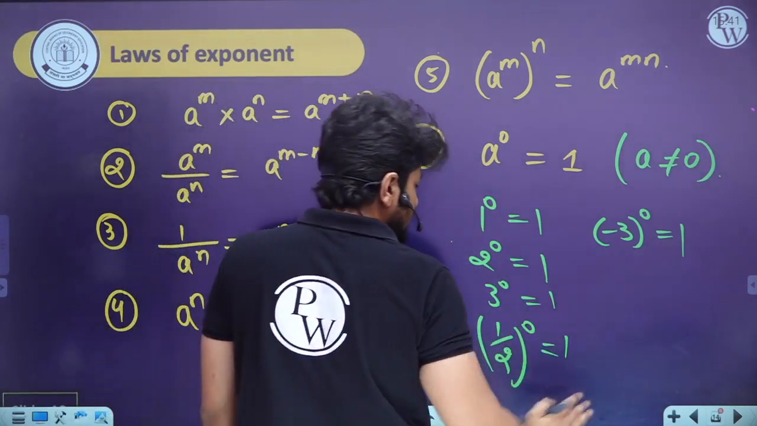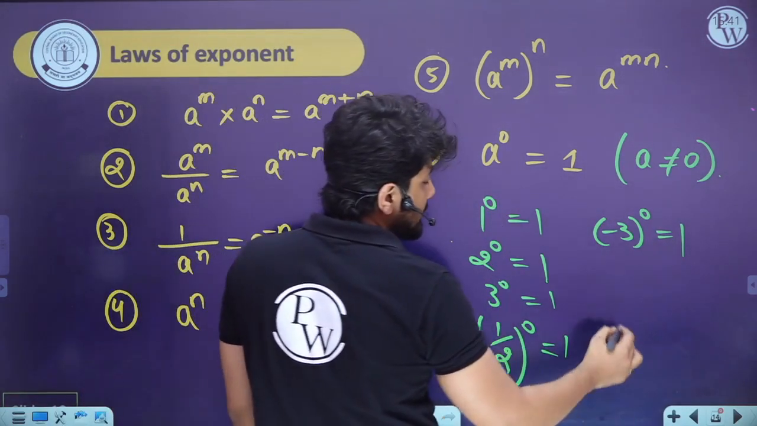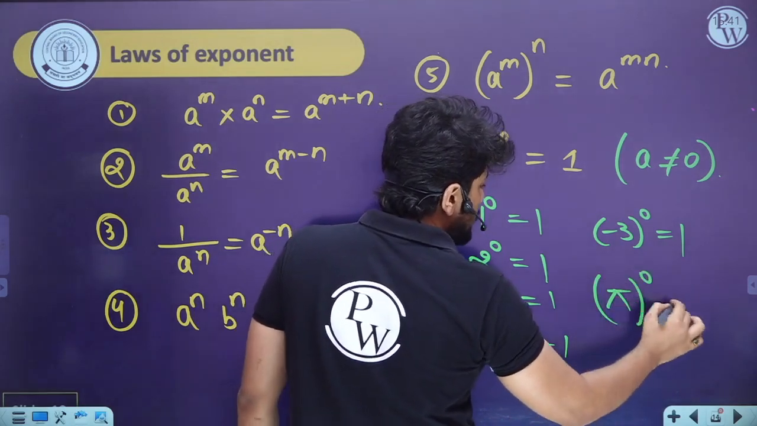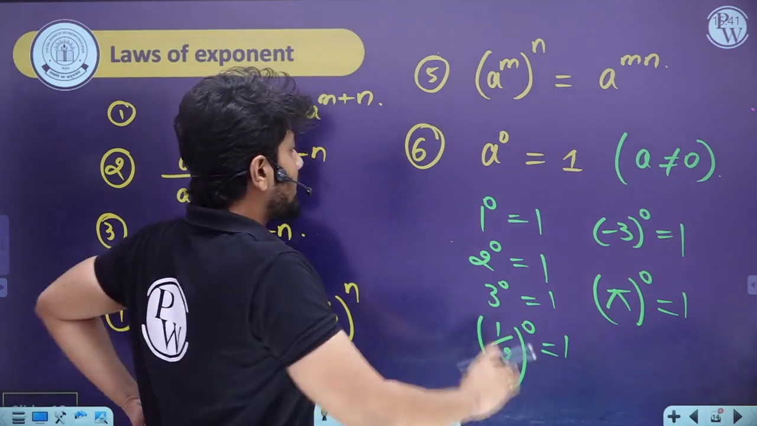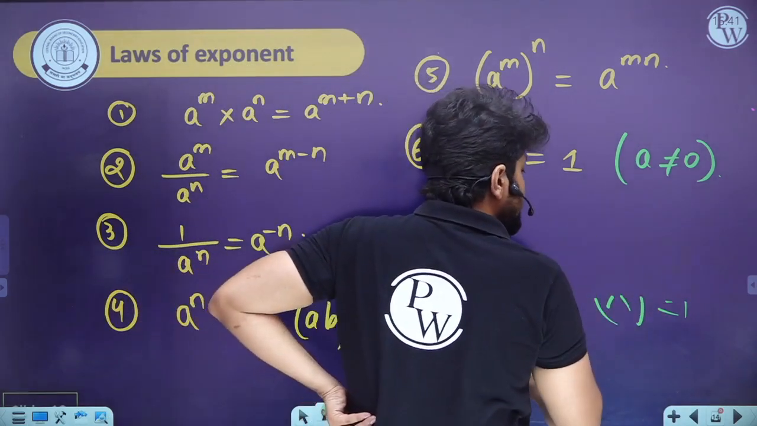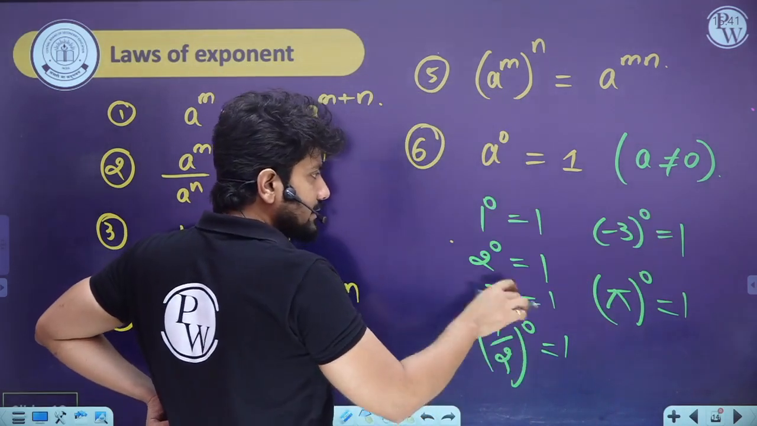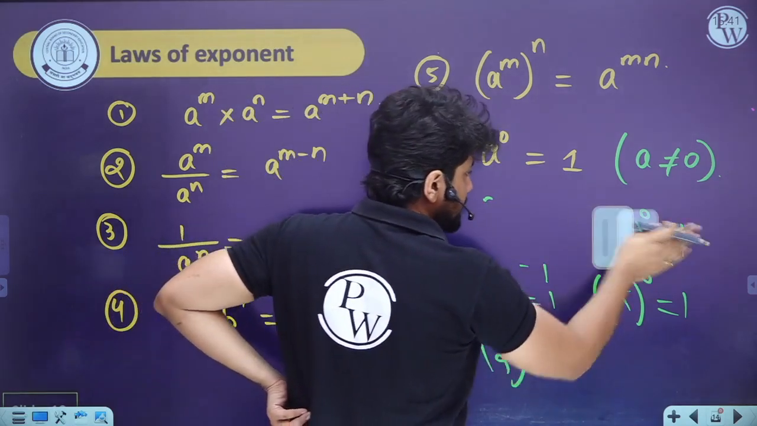Okay. So 1 by 2 raised to the power 0 is 1. Pi raised to the power 0 is 1. Pi is an irrational number. Everybody knows this. Its power 0 is 1. Basically, any number raised to the power 0. Okay, I'm just deleting all these examples. You can just write it.